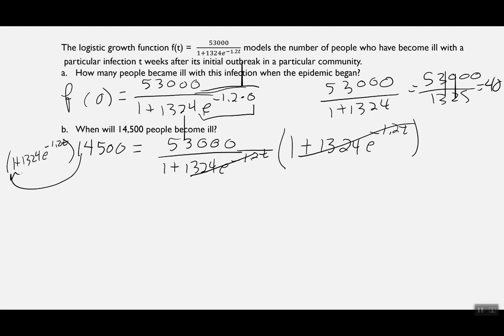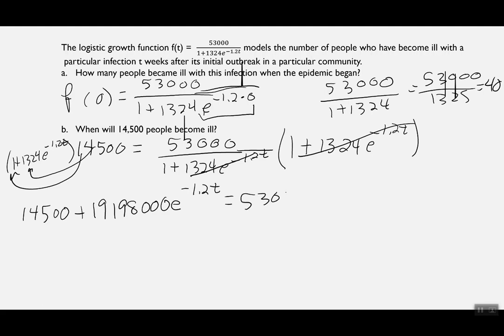So let's distribute. I'm going to multiply 1 times 14,500, which gives me 14,500. And then I'm going to multiply the 14,500 times 1324. Okay, so the 1324 gives me 19,198,000. So there's a bunch of numbers. It's okay. I still have the e to the negative 1.2 t, and this is equal to 53,000. Distributing is probably the easiest way. There's other ways to do it, but I feel like this is the easiest way, and I always want to show you the easiest thing to do.